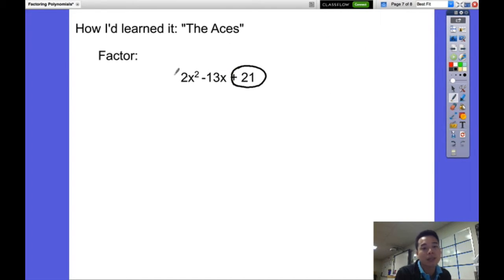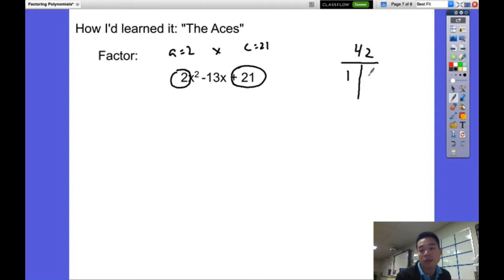I am going to take a look at my C, positive 21, and this time instead of finding the factors of 21, I'm also going to look at A. So here we have A is 2, C is 21. I'm going to multiply those, and I'm going to write that to the side, 42. Okay, and then I'm going to look at the 42, and I'm going to just list out the factors of 42.